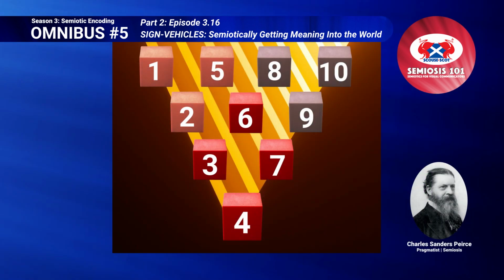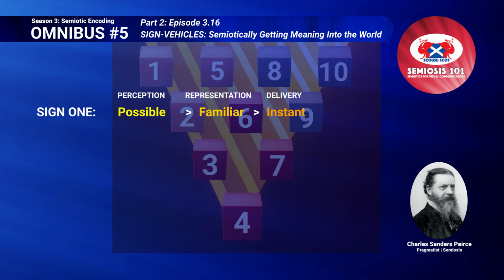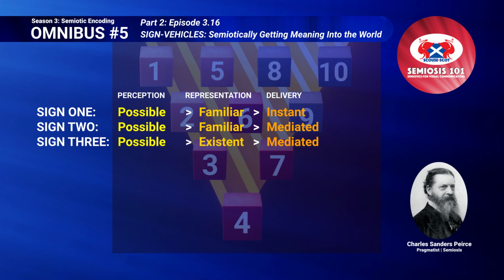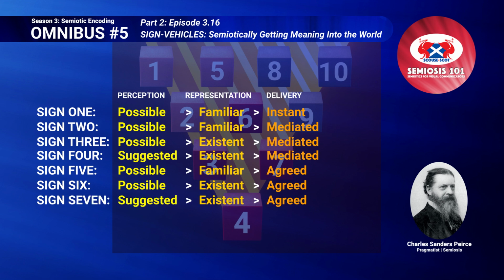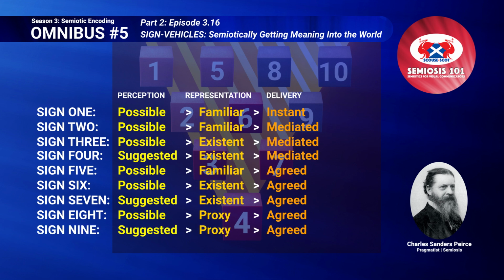In episode 3.5, I concluded with a designer-centric summary of each of PEIRCE'S 10 semiotic sign classifications power levels. These 10 power summaries were: sign 1, possible, familiar, instant; sign 2, possible, familiar, mediated; sign 3, possible, existent, mediated; sign 4, suggested, existent, mediated; sign 5, possible, familiar, agreed; sign 6, possible, existent, agreed; sign 7, suggested, existence, agreed; sign 8, possible, proxy, agreed; sign 9, suggested, proxy, agreed; and sign 10, resolved, proxy, agreed.